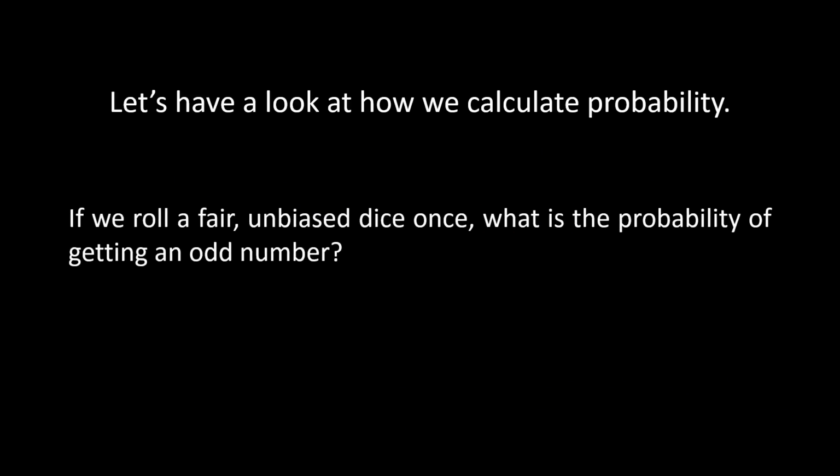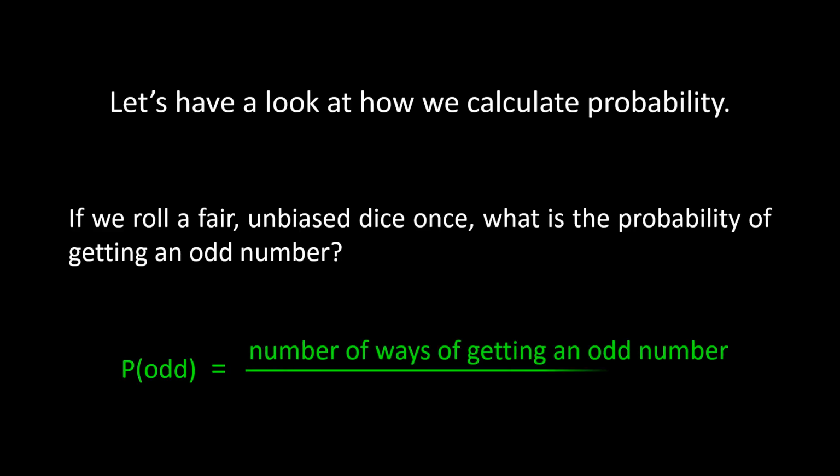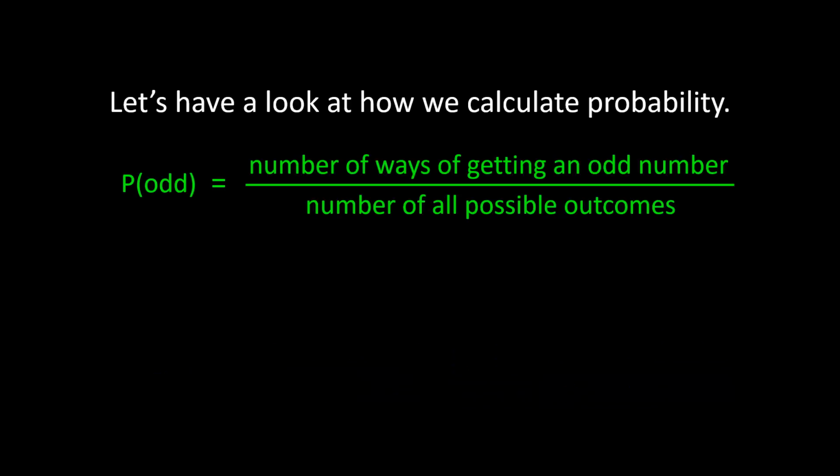Okay, now if we roll a fair unbiased dice once, what's the probability of getting an odd number? Let's get the probability of that. Well, the probability of getting an odd number is the number of ways of getting an odd number divided by the number of all possible outcomes. Let's just shift that up there.